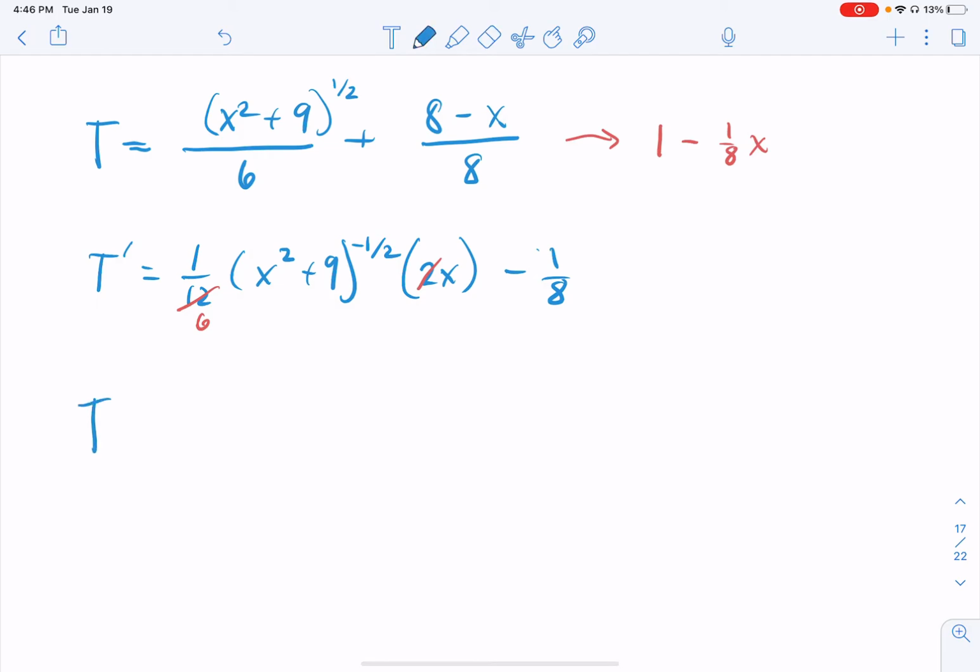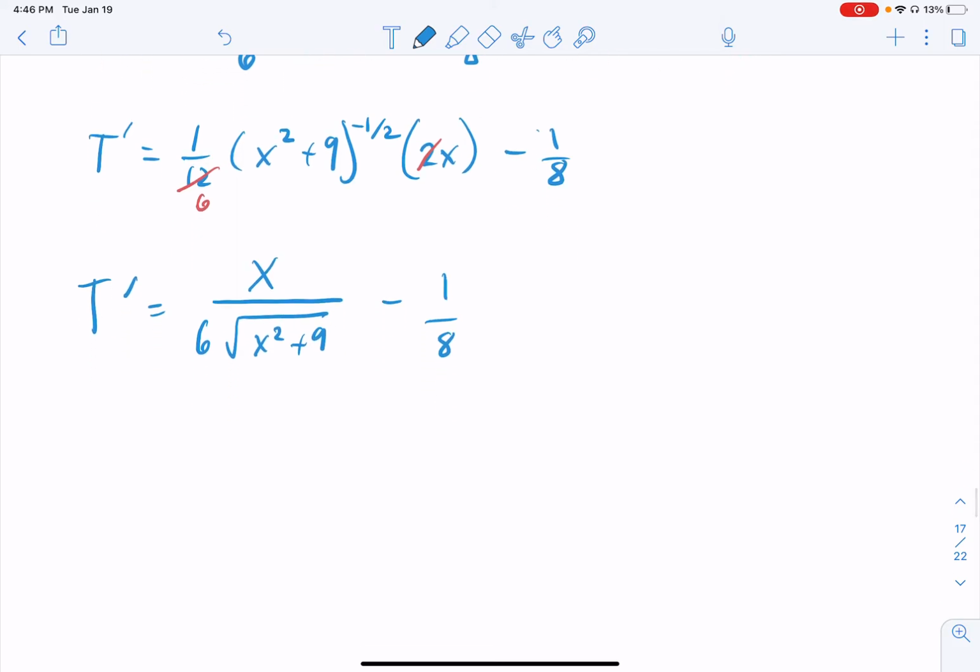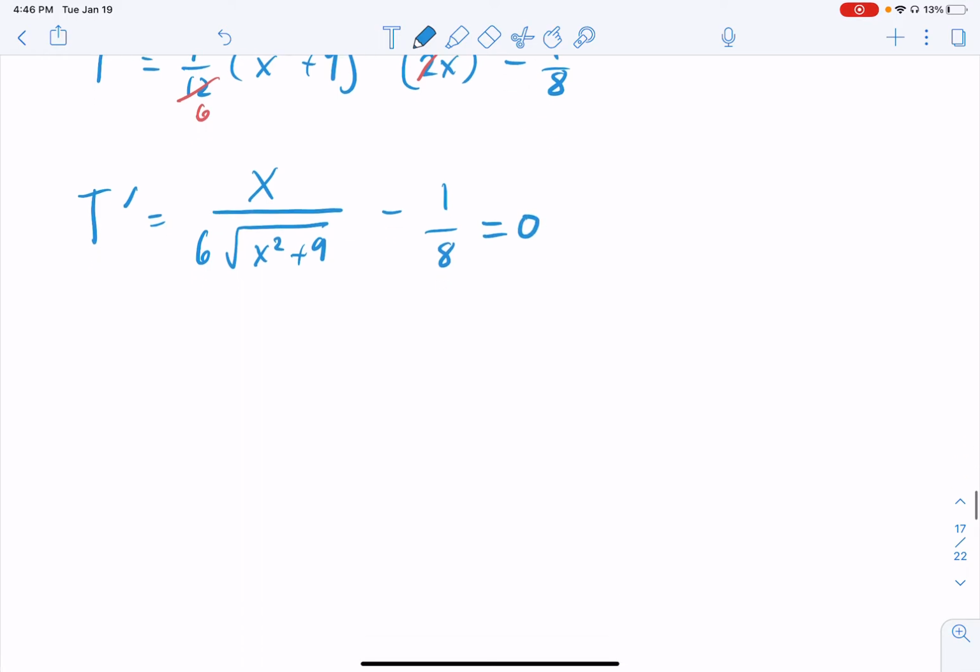Okay, I'm going to have an x on top, and on the bottom, it's 6 square root of x squared plus 9, and then minus 1/8. I mean, sure, you could get a common denominator there if you want to, but you don't have to, because we're going to set this thing equal to 0 so we can find our critical numbers. Just separate these things. It's going to turn it into a proportion. It's going to turn into algebra 2 up in here real fast.